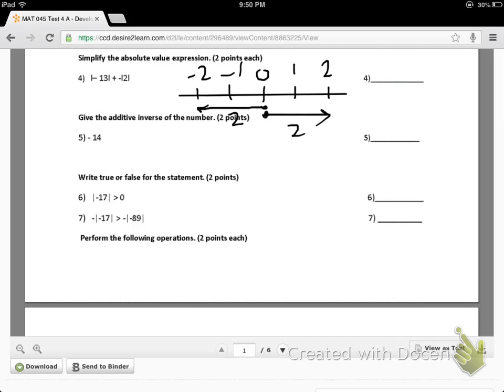It doesn't matter. What they're saying is, what's the distance from 0 to 2 or 0 to negative 2? It's still 2. In other words, the absolute of 2 is just 2, but also the absolute of negative 2 is just 2. That's what absolute is. Don't overcomplicate it really.